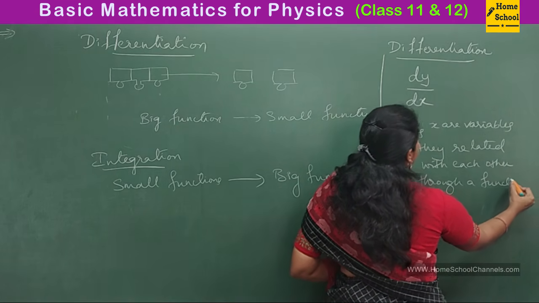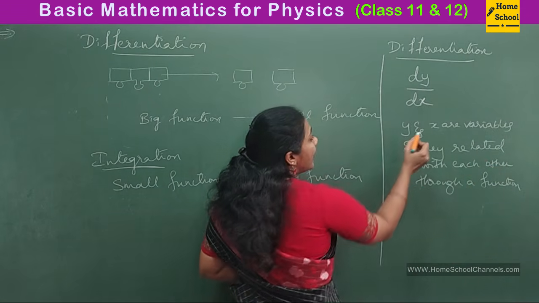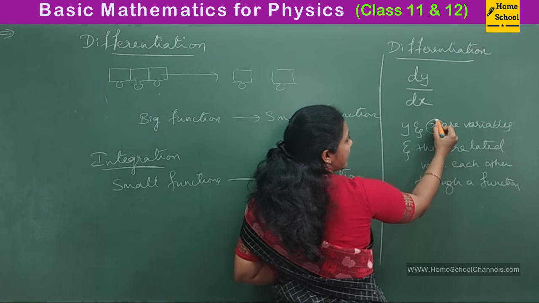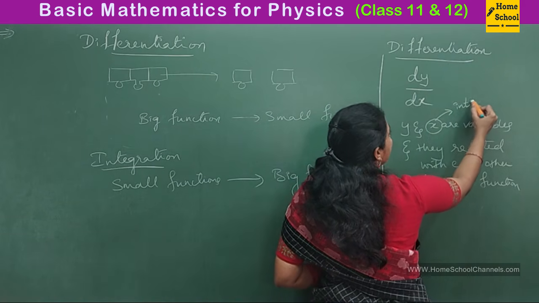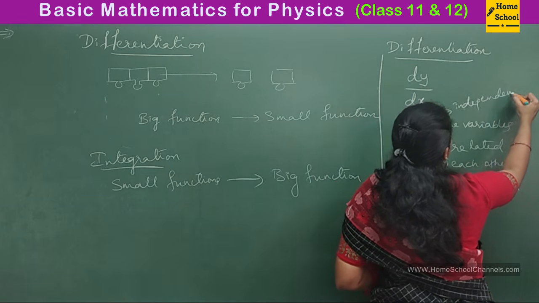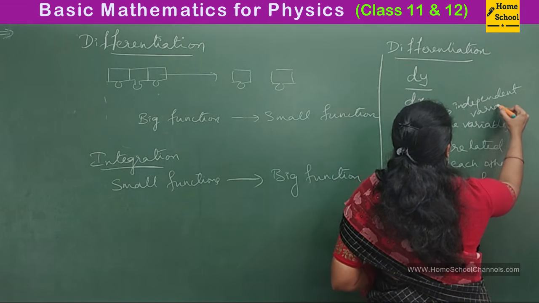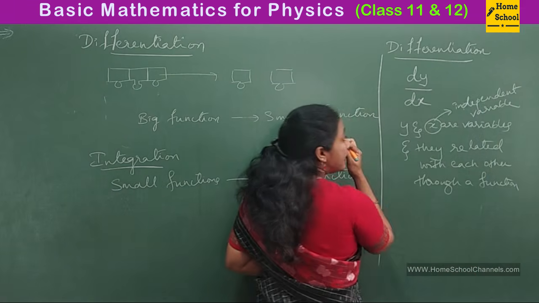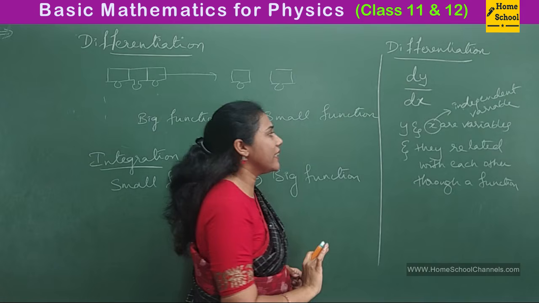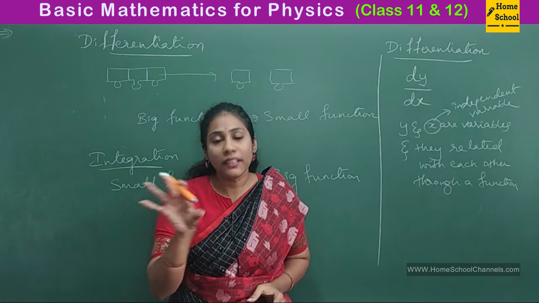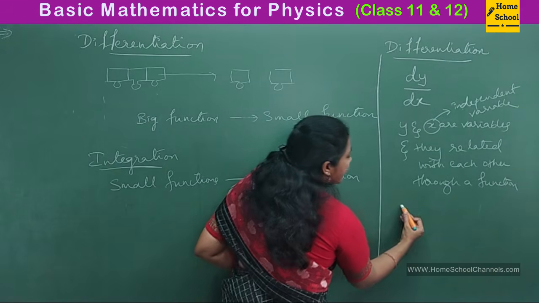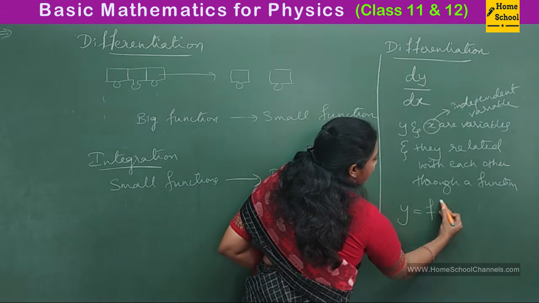Here one thing you must know: x, whatever you have written in the denominator, is the independent variable. It is always the independent variable, whereas y is the dependent variable. Both are variables, but they are related to one another through a function. So we normally write y is equal to f of x.